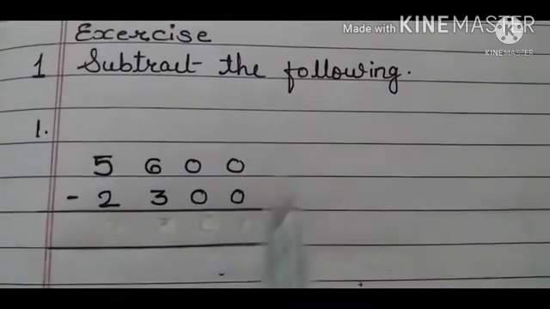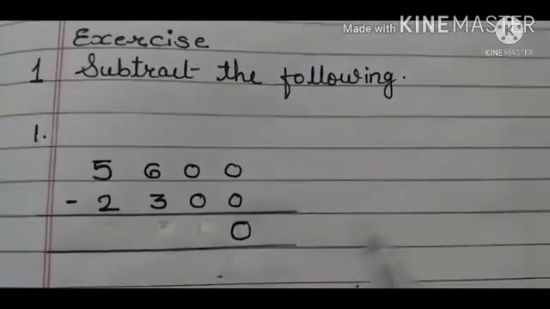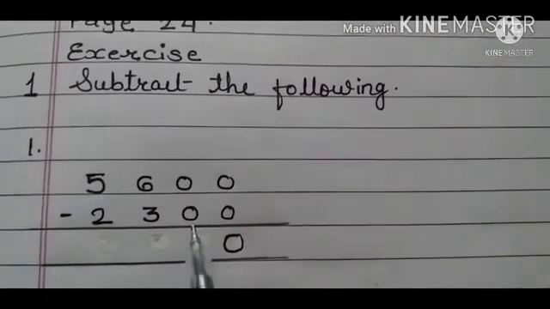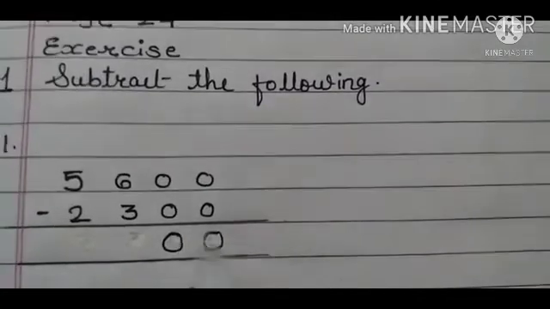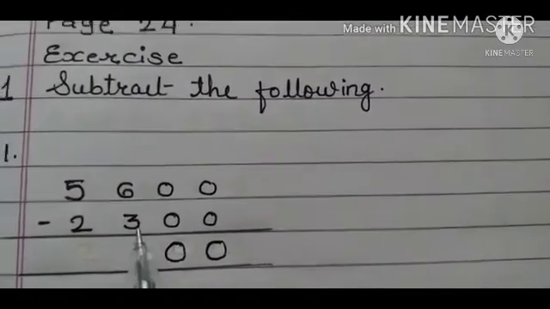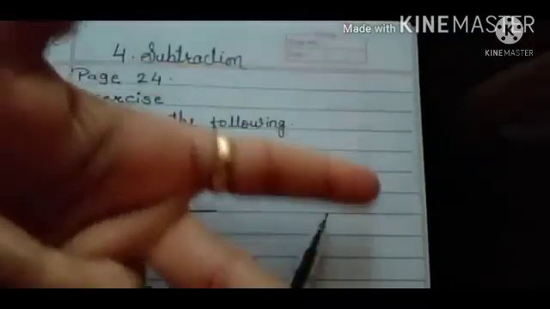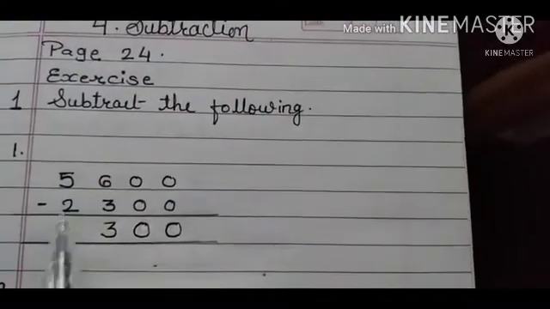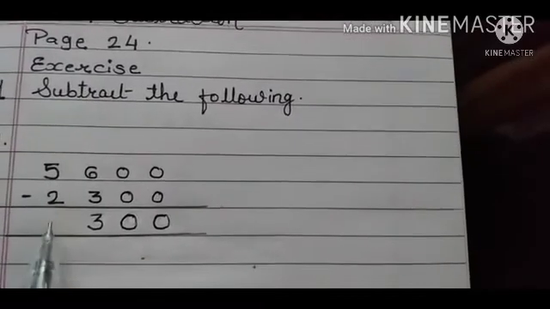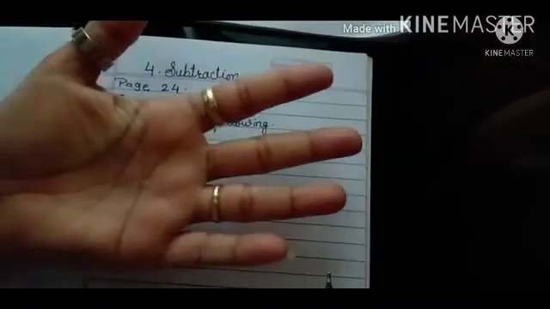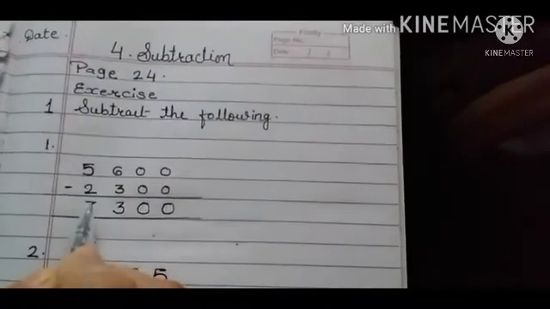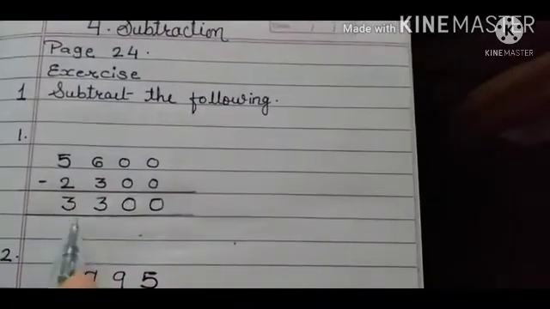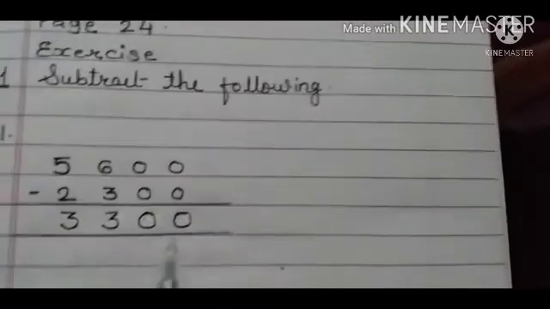0 minus 0. So 0 minus 0 is 0. In tens place also 0 minus 0. The answer will be 0. In hundreds place 6 minus 3 is there. So see how to subtract. Take 6 minus 3. So remaining 3. So write down 3 in hundreds place. In thousands place 5 minus 2 is there. So 5 minus 2 is 3. So write down 3 in thousands. So our answer is 3,300.